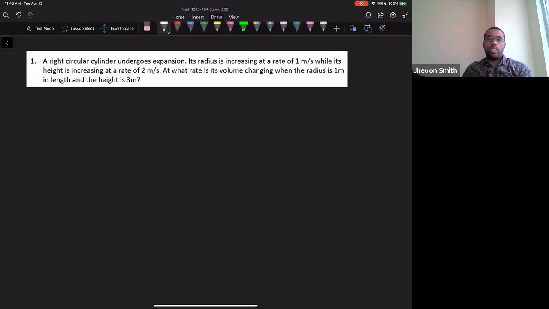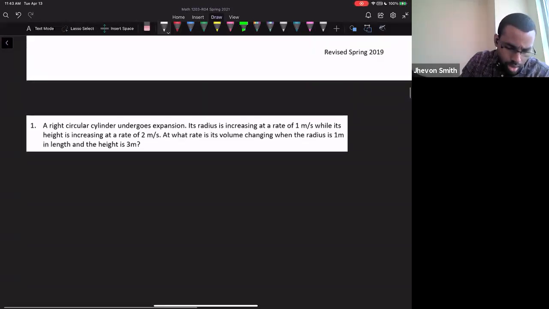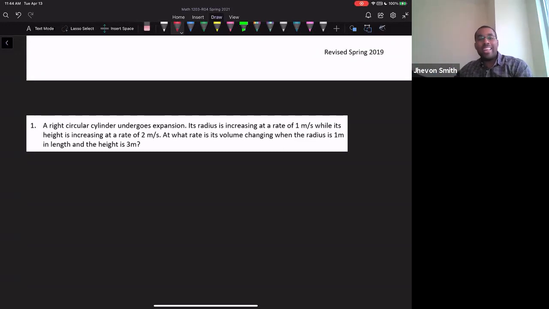A right circular cylinder undergoes expansion. Its radius is increasing at a rate of 1 meter per second. Its height is increasing at a rate of 2 meters per second. At what rate is the volume changing when the radius is 1 meter and the height is 3 meters? Okay, yeah, that's fine.